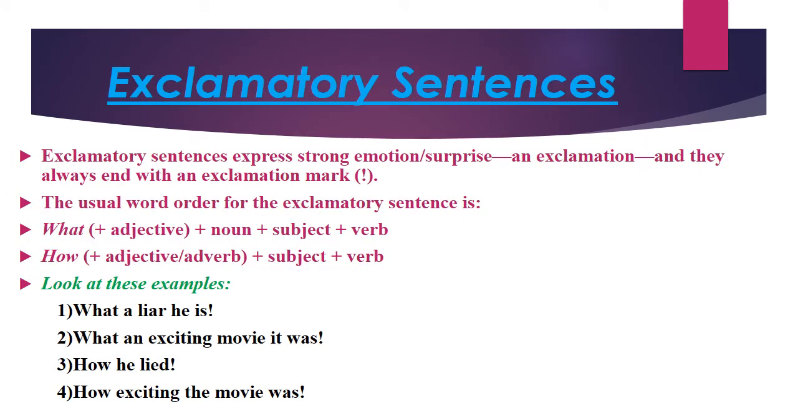The last division of sentences based on the function is the exclamatory sentence. Exclamatory sentences express strong emotions or surprise. It ends with an exclamation mark. So, to express some strong emotions or sudden feelings, we use exclamatory sentences. The usual word order for the exclamatory sentence is what plus an adjective plus noun plus subject plus verb, or how plus adjective or adverb plus subject plus verb.